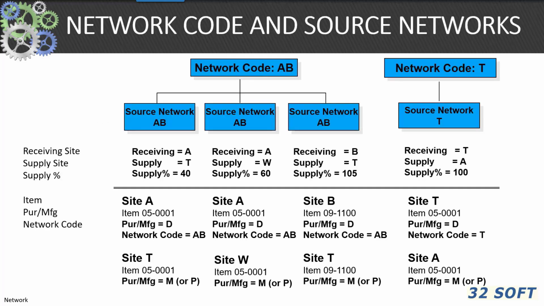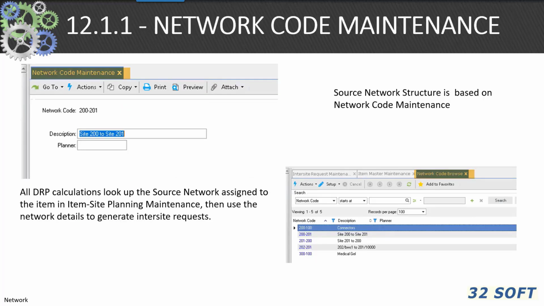The picture you see here is a simplistic network structure with appropriate codes defined. You have a receiving site, a supplying site or a code, and then a percentage of how much that supplying site is going to give to the receiving site. You have the item, the codes for make/buy, and the network codes that we've defined again in 1.4.7. How many records does this represent for your organization?